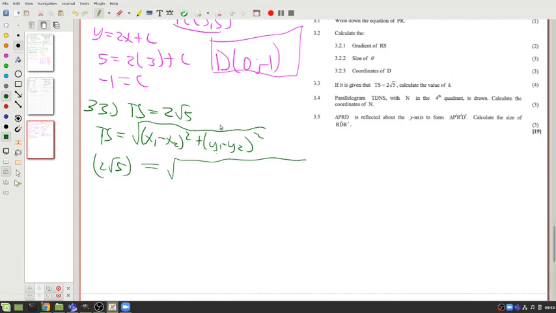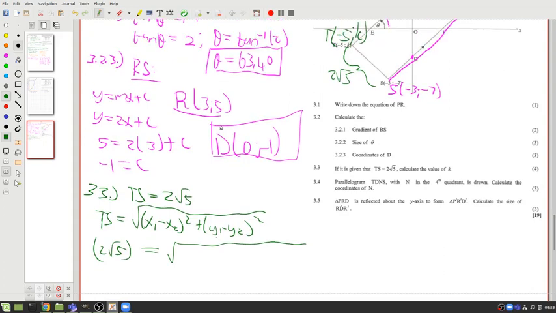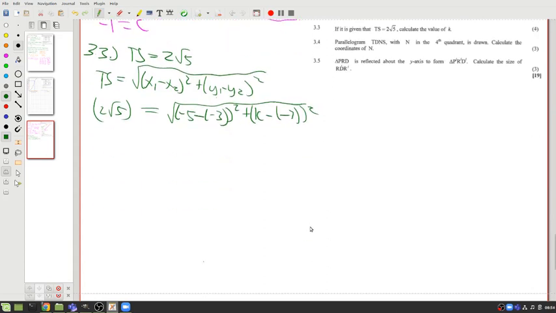So the difference between the x values, let's go up just a little bit. So we see the difference between, I'm going to write T first. So the difference between x values is -5 for T minus -3 for S squared, plus difference between the y values squared. So that's K for the T and -7 for the S value squared. Alright, now I'm just going to square both sides to get rid of the square root.